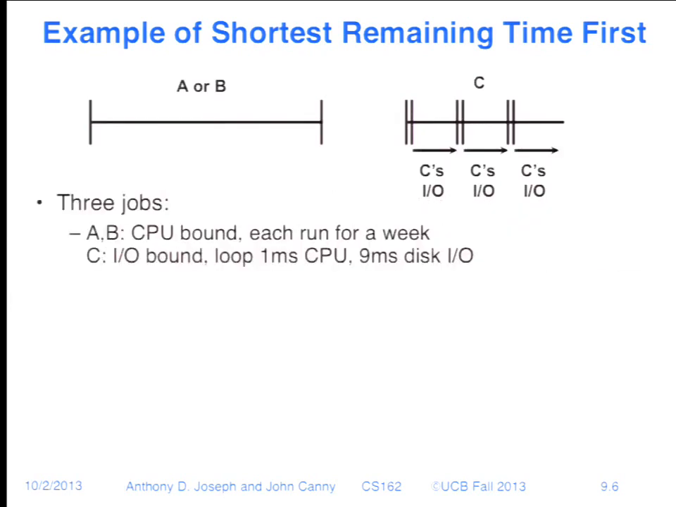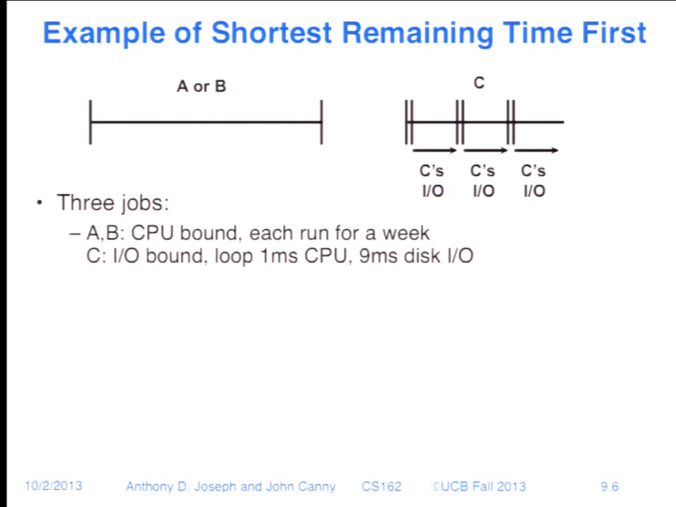So if you imagine we have three jobs, two of which, A and B, are CPU bound, so they're going to run a long computation, not yield the CPU, just go for an incredibly long time, versus an I/O bound job that's alternating between a millisecond of CPU and 9 milliseconds of I/O. Then, A and B, typically when you let it run by itself, it looks like that. C has this pattern alternating between disk and CPU.